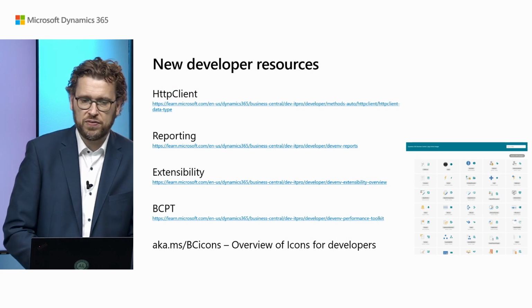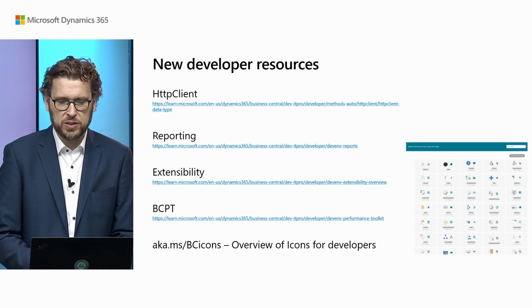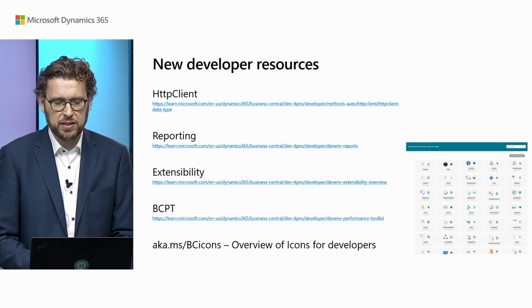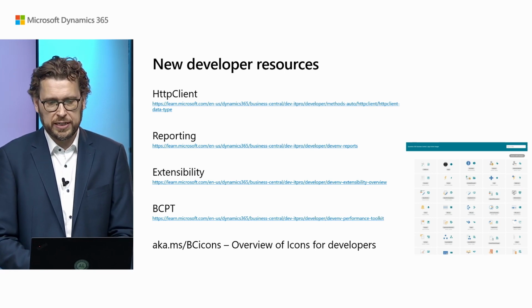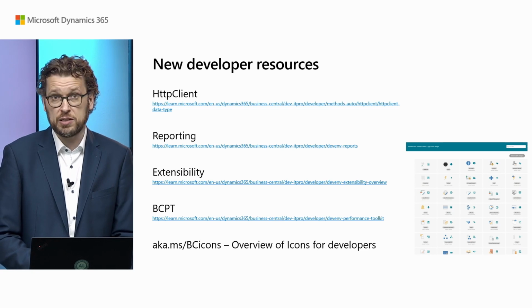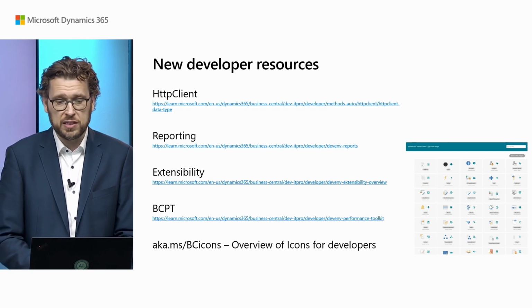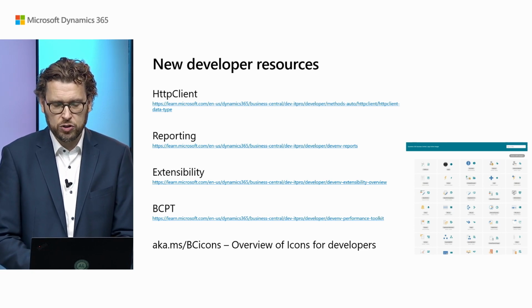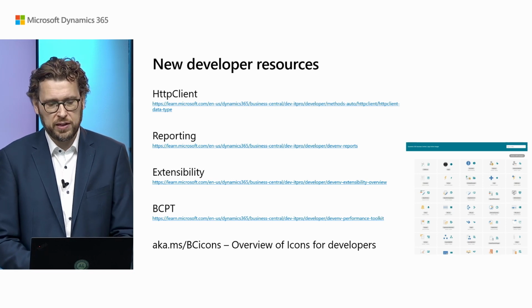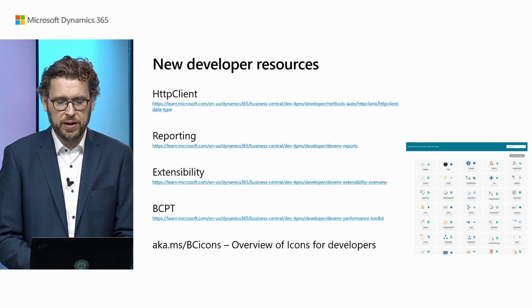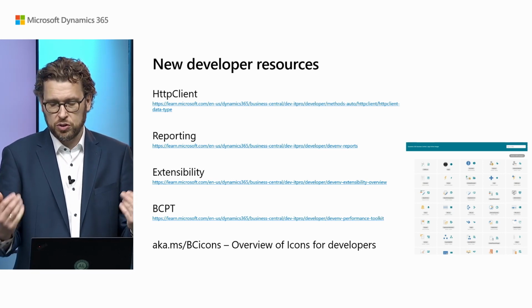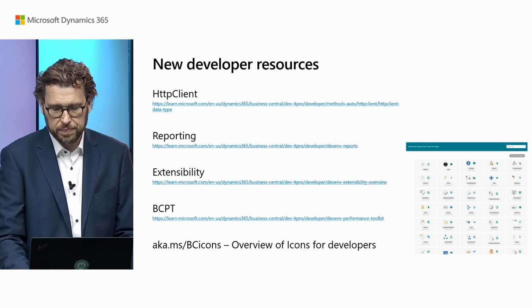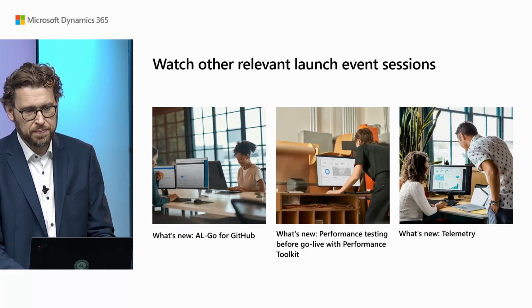Then we have additional developer resources. There's been some collaboration with partners, and that has led to updating in much more detail with examples, etc. the HTTP client, the reporting, the extensibility, learn topics. We also have a big investment in the performance toolkit that you can go and read up on. And then we have aka.ms/BCicons, which has an overview of icons that you can use as part of developing for AL, or in AL for BC.